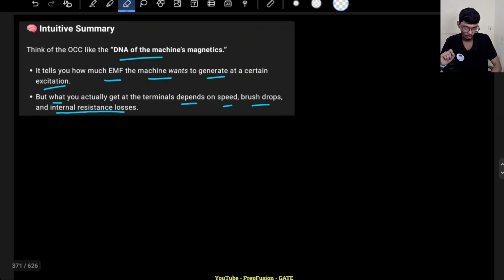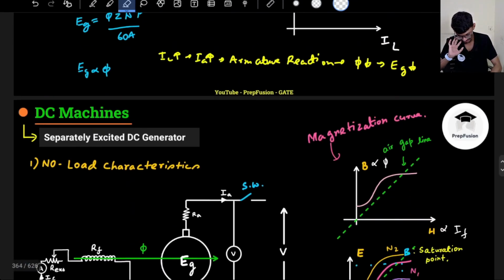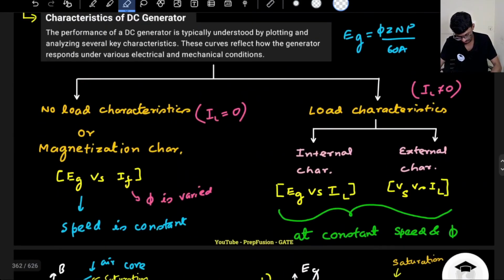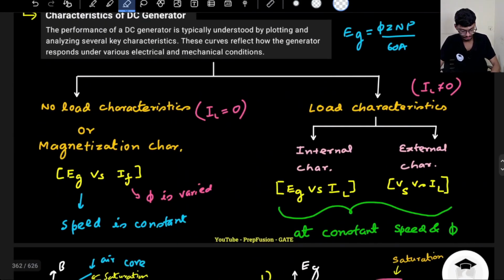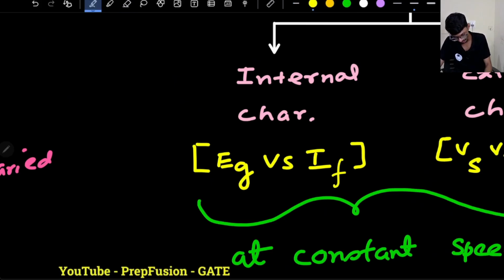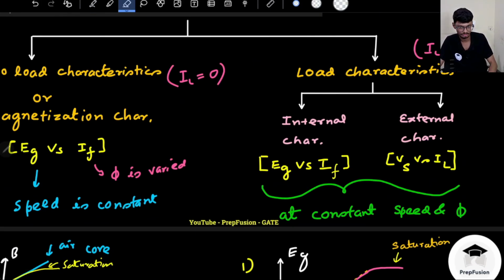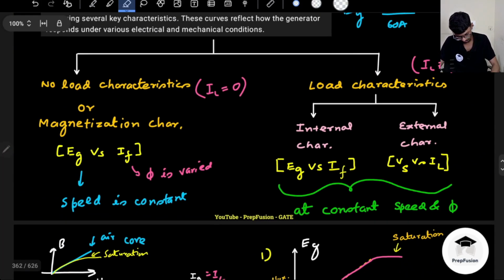Coming to load characteristics, I made one slight mistake here while explaining. This load characteristics has two types of characteristics. One is EG versus, it is not IL actually, that was my mistake. Here it will be EG versus IF. Slight mistake on my behalf. This will be EG versus IF. So in the internal characteristics we will vary the flux, and the load current will be constant.